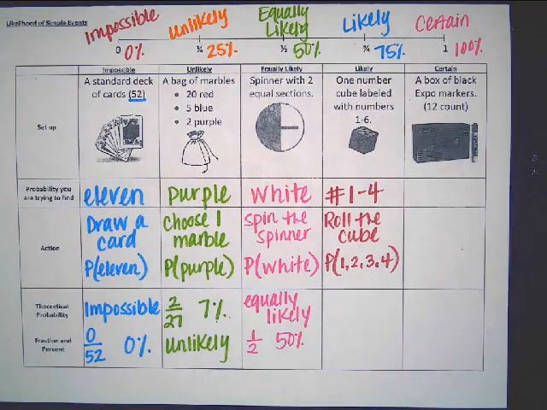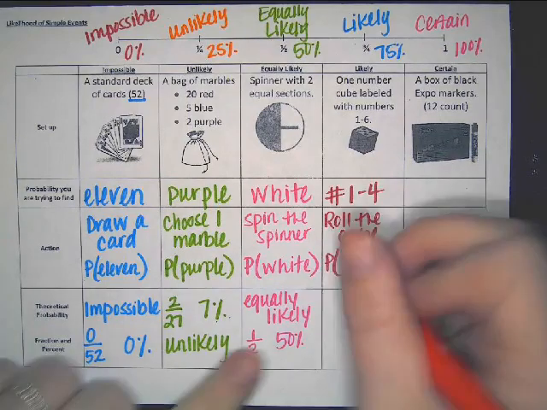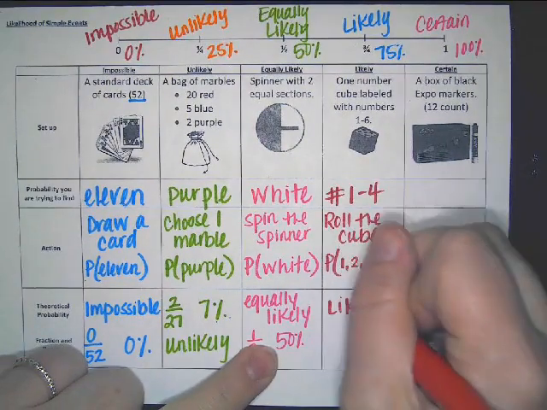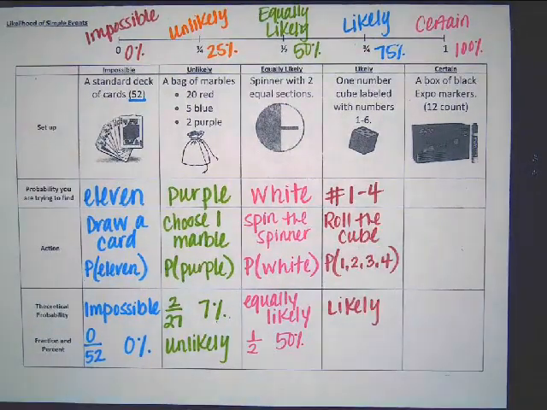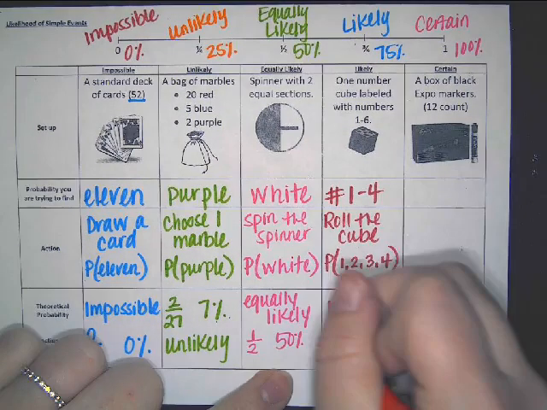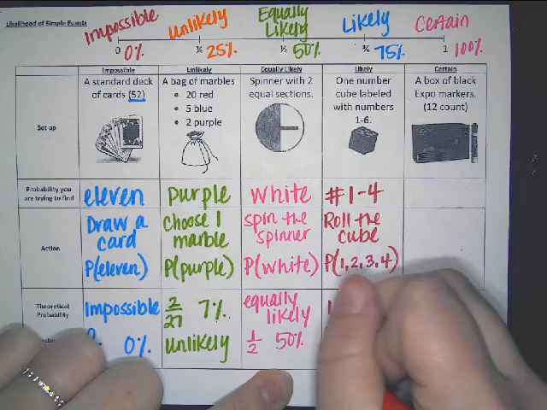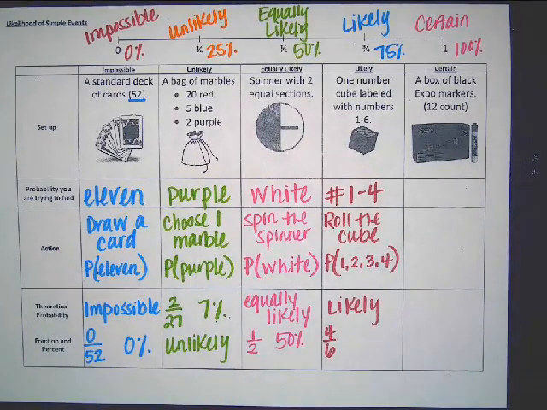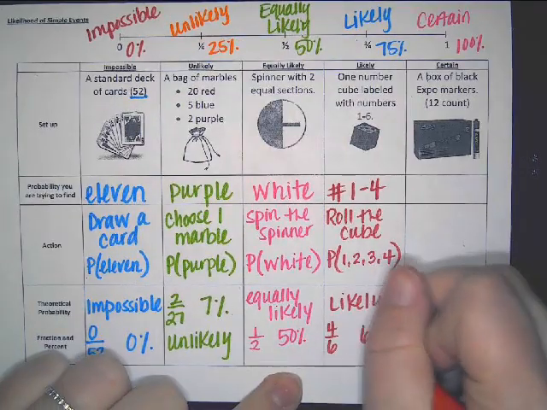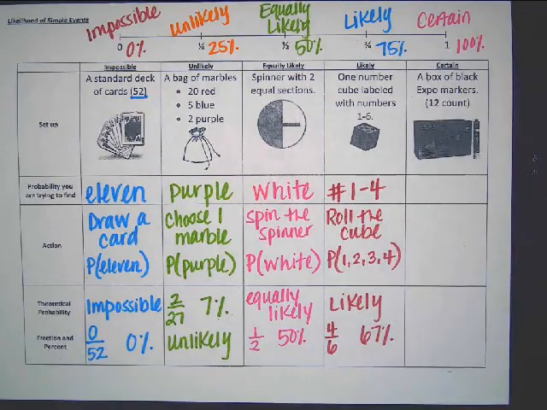Now, looking at these numbers, I have a likely chance of this happening because I have over half of the numbers available. 1, 2, 3, 4 is 4 out of 6. If we were to write this as a percent, that's about a 67% chance of landing on one of those numbers, which is over 50%, meaning it is more likely for it to happen. Let's take a look at our last example.